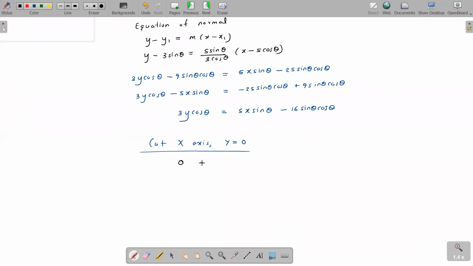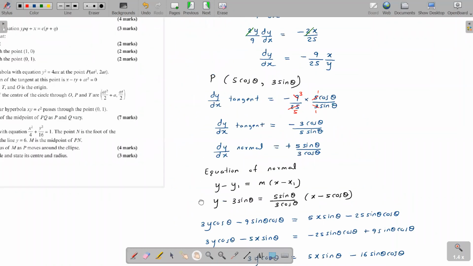So 3y, y is 0. Are you with me? This is 5x sin theta minus 16 sin theta cos theta. What do I get here? 16 sin theta cos theta equals 5x sin theta. What do I get here? x is 16, sin theta cancels, right? 16 cos theta over 5. Do you agree with me? Yes. It's 16 cos theta over 5. And this is the coordinate of M when you cut the x-axis.